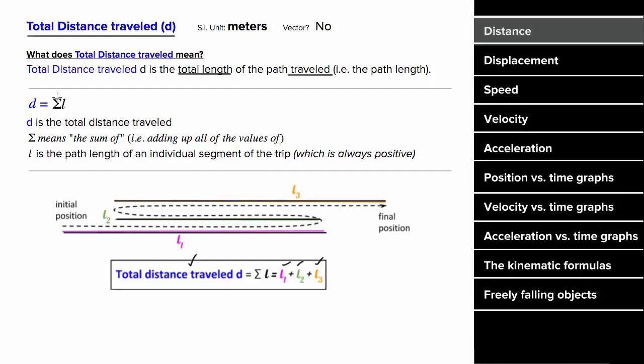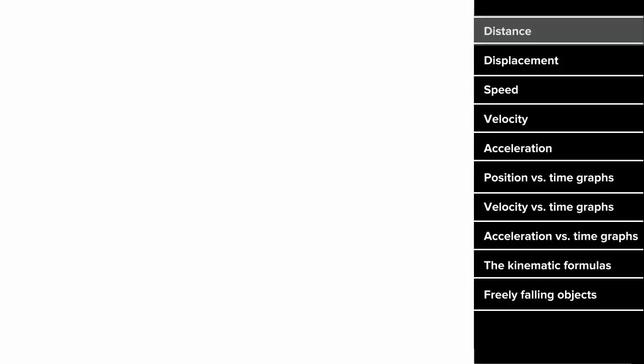And that's why a formula for distance can be thought of as the summation of all the individual positive path lengths. The units for distance are meters. It is not a vector, and it's always positive or zero. It can never be negative. What's an example problem for distance look like?